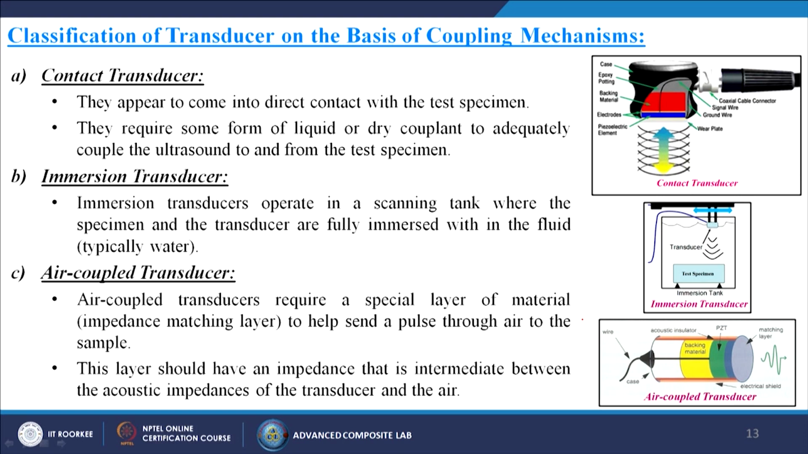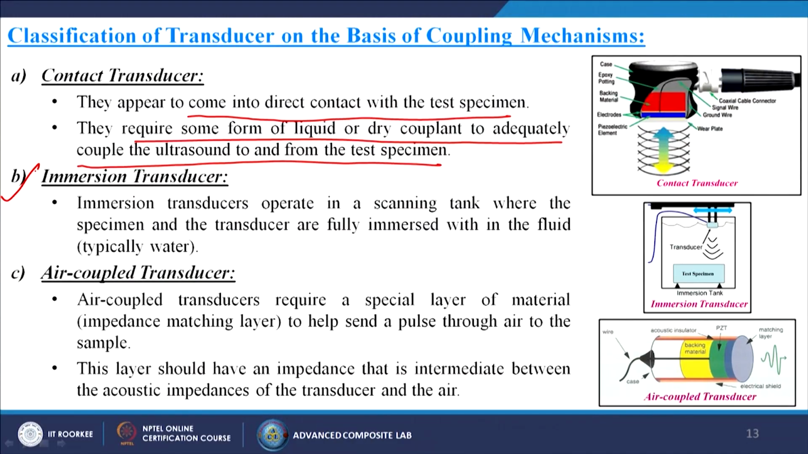Classification of transducers on the basis of coupling mechanisms. First is called the contact transducers. They come into direct contact with the test specimen. In this case you have the transducers directly touching the test surface or the test specimen. They require some form of liquid or dry couplant to adequately couple the ultrasound to and from the test specimen itself. Next one is called the immersion transducers.